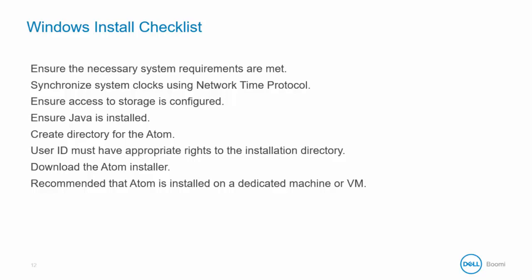Create an installation directory for the Atom. Create a user ID with the appropriate rights to that installation directory. And finally, download the Atom installer from the Welcome tab. It's highly recommended that the Atom service should be installed on a dedicated machine or VM. This will allow for optimum performance and limits operational issues which may arise.